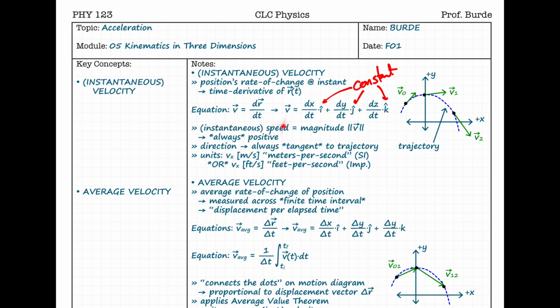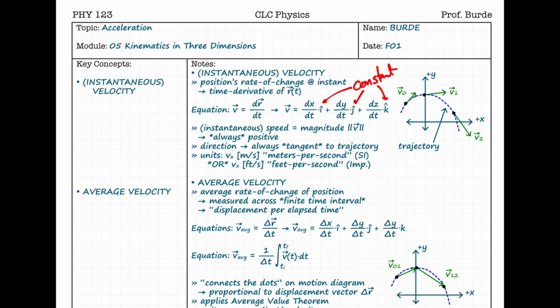The instantaneous speed is the magnitude of the velocity. We've talked about instantaneous speed before in one dimension, and we said that it's just the amount without the plus or minus, without the direction. Now, when we have a 2 or 3-dimensional vector, finding the magnitude is a little bit more complicated. But instantaneous speed is a scalar. It is always positive.